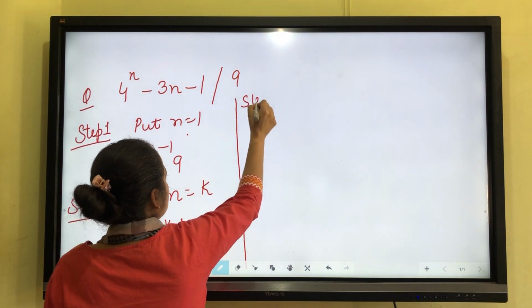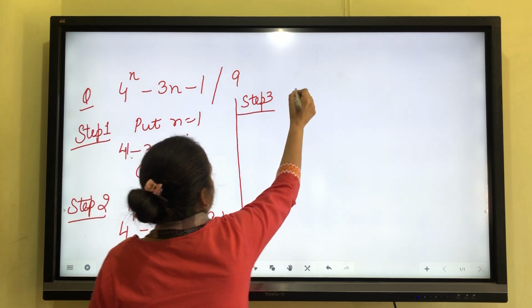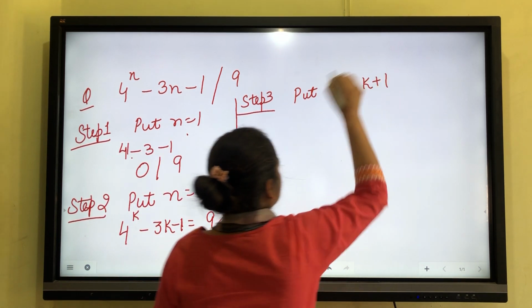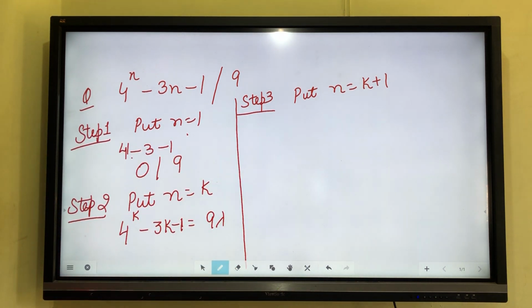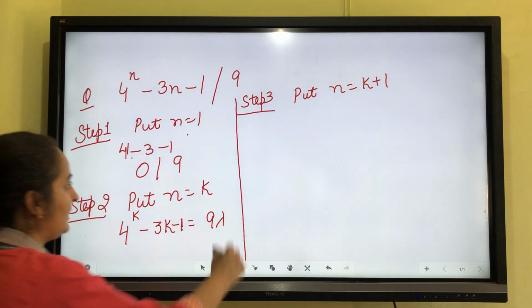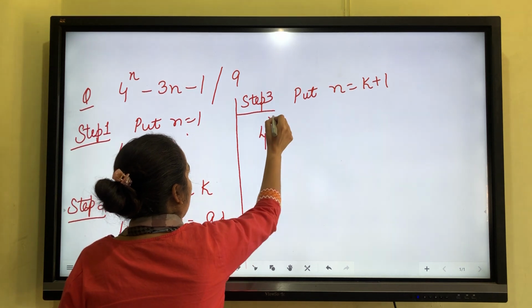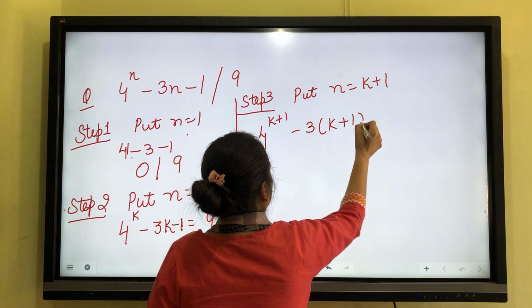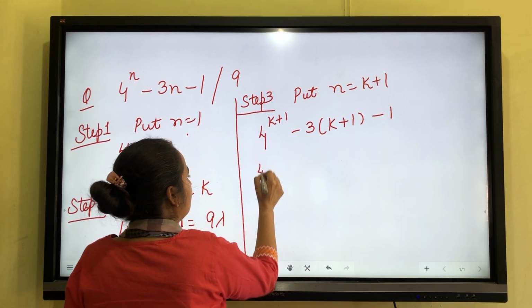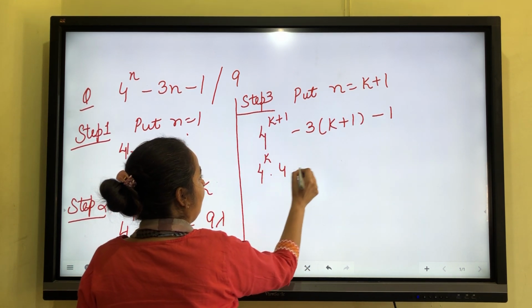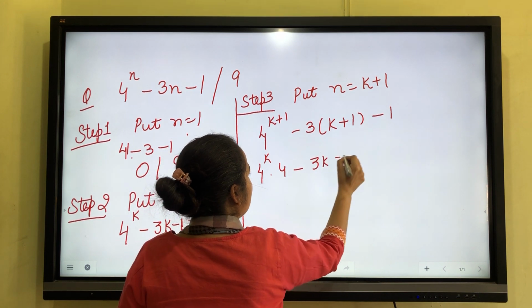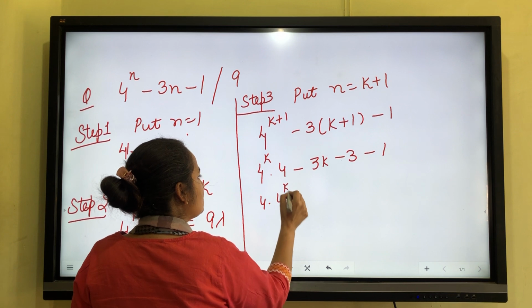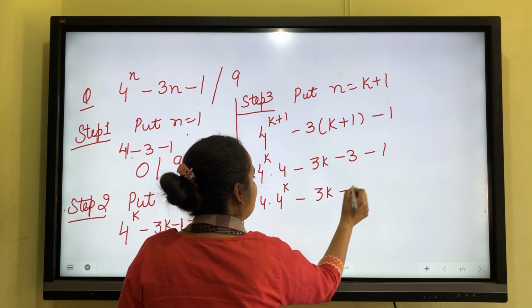Now next is step number 3. Here put again n is equal to k plus 1. How will you prove that? In place of n, I am using the value 4 power k plus 1, minus 3 multiplied by k plus 1, minus 1. Now open the bracket. 4 power k multiplied by 4, 3k minus 3 minus 1. 4 multiplied by 4 raised to power k, minus 3k minus 4.